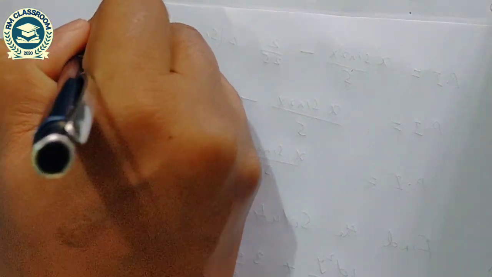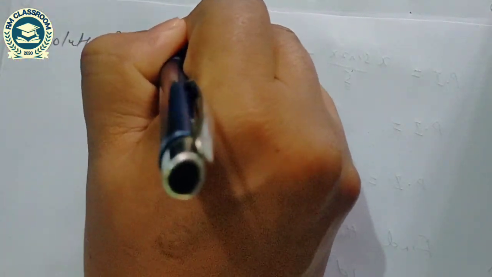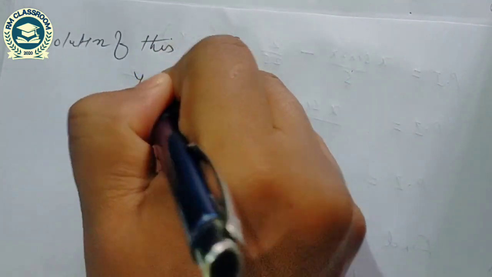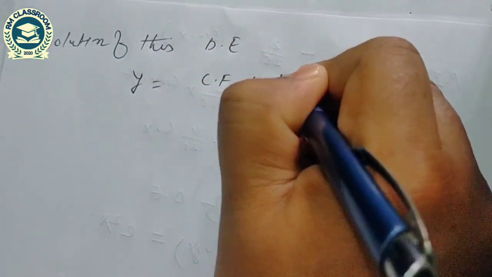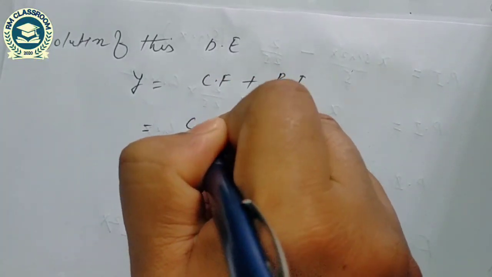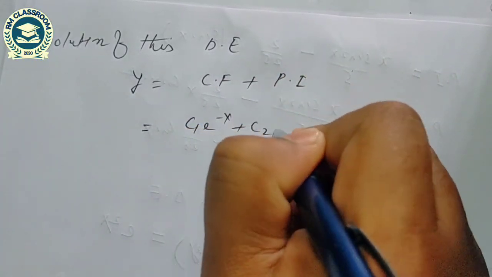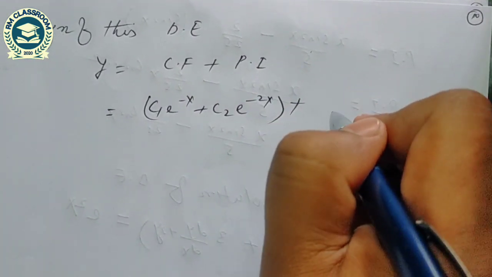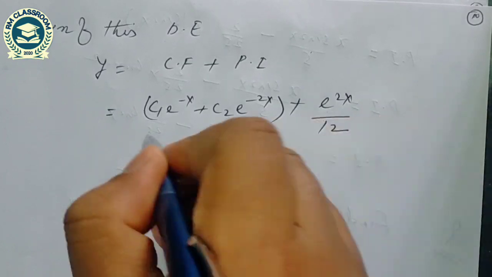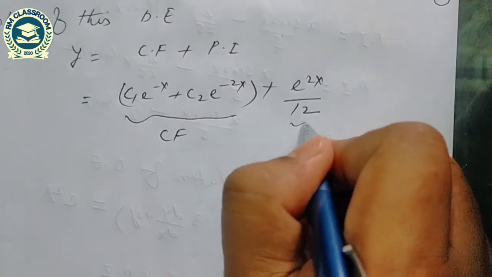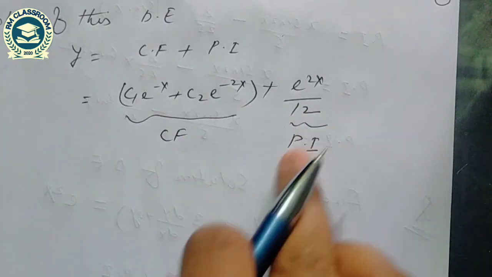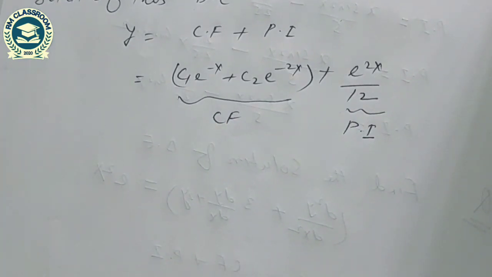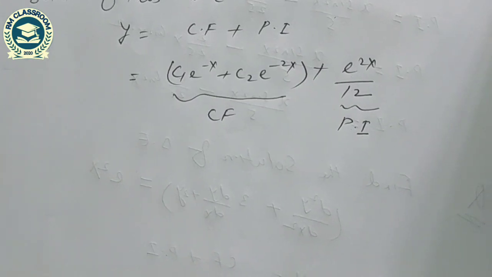So the overall solution of this differential equation, y is equal to CF plus particular integral, and it is c1 e to the power minus x plus c2 e to the power minus 2x plus e to the power 2x by 12. This is our complementary function, and this is the solution of particular integral. So overall solution of this differential equation is c1 e to the power minus x plus c2 e to the power minus 2x plus e to the power 2x by 12.